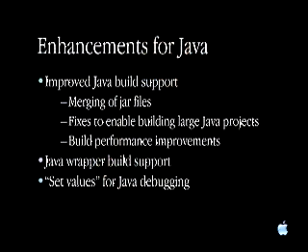I talked about enhancements for Java, so you can now merge jar files automatically during the build process. There were a couple of problems with building large projects for Java, hitting command line length restrictions and things like that. Those have been fixed. And build performance improvements. If you've indexed your project and you're therefore getting Java dependency analysis, we now are, again, throwing multiple files at the compiler at the same time, which processes them more quickly. There's build support for Java wrappers. So this is a Java wrapper around Objective-C frameworks. And I mentioned that you can set values when you're debugging Java.